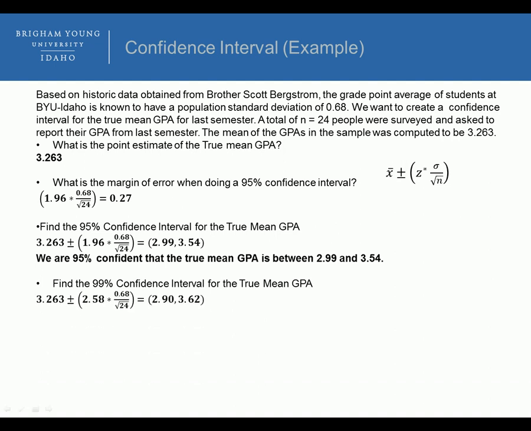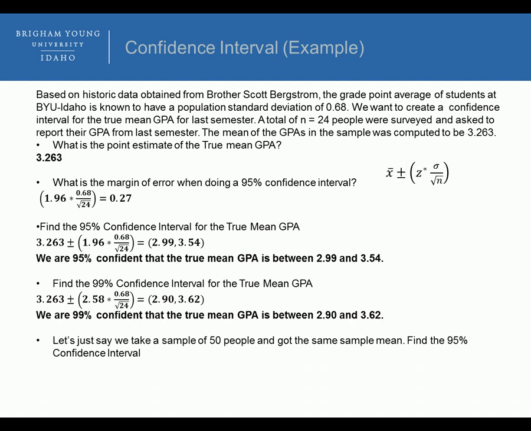Okay, how we calculate that: the only thing that changes between this one and the last is the critical value. It goes from 1.96 up to 2.58. Therefore we say we're 99% confident that the true mean GPA is between 2.90 and 3.62. Now the last question, stop the video as you go through this. Let's say we take a random sample of 50 people and get the same sample mean, 3.263. Find a 95% confidence interval. Stop the video and figure out the confidence interval as well as interpret it.